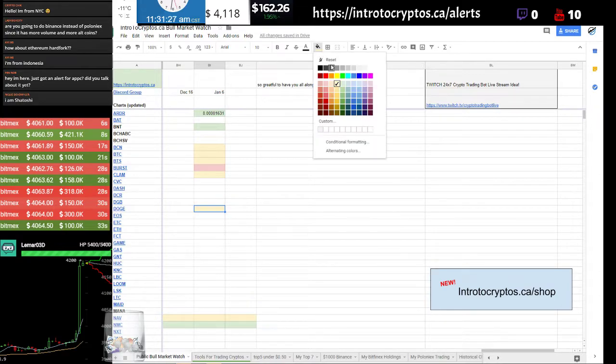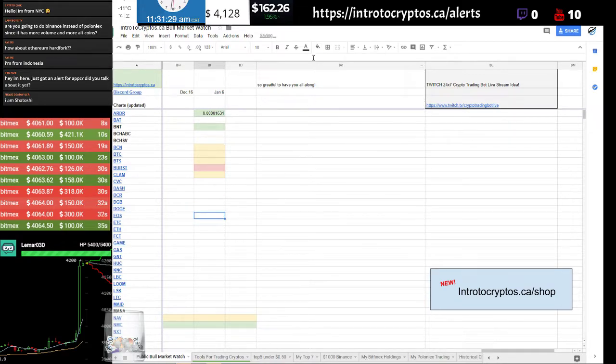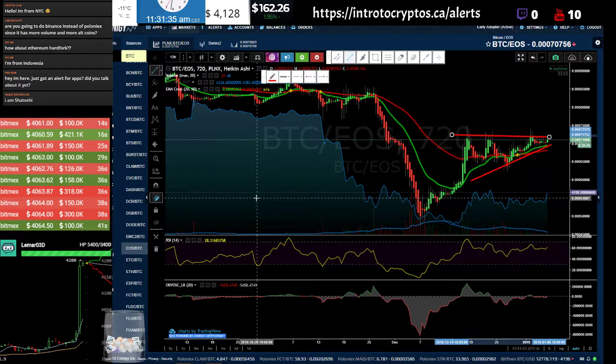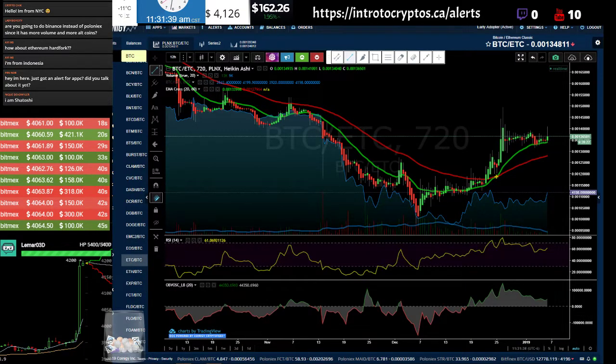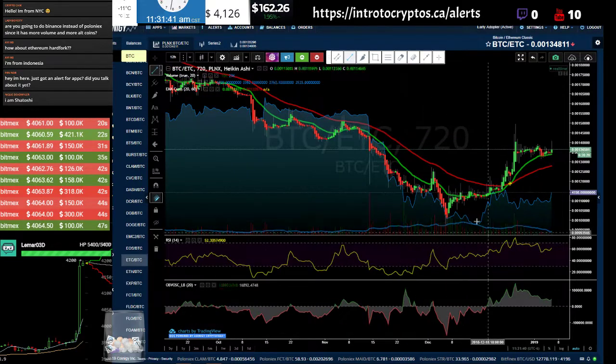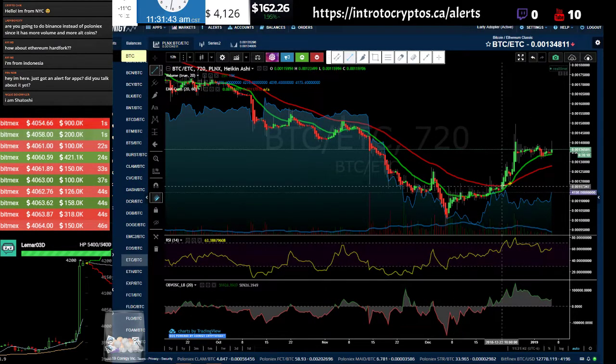Whoops. Reset that. Put EOS as an alert. Move on to Ethereum Classic. Ethereum Classic was another one that we saw the 1, 2, 3 bottom formation in.